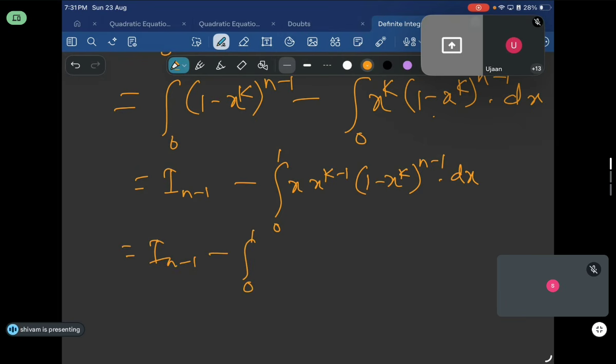So this will become in minus 1 minus integral from 0 to 1. We have to differentiate x and integrate that one. So minus x into integral from 0 to 1 of x power k minus 1 into 1 minus x power k whole to the power n minus 1, right?